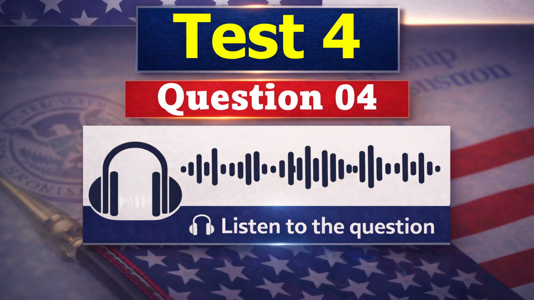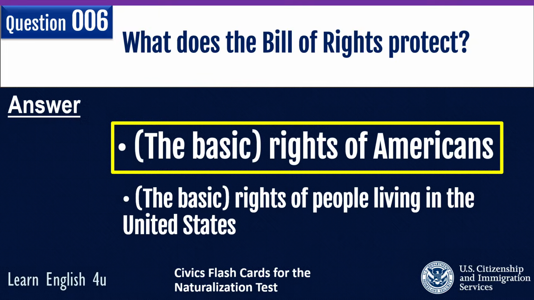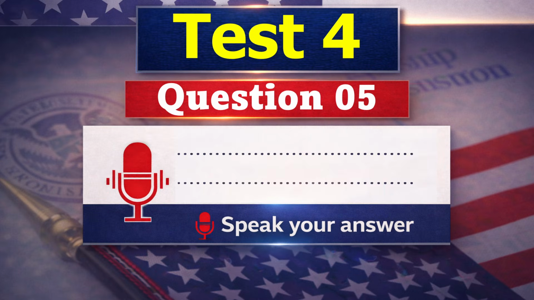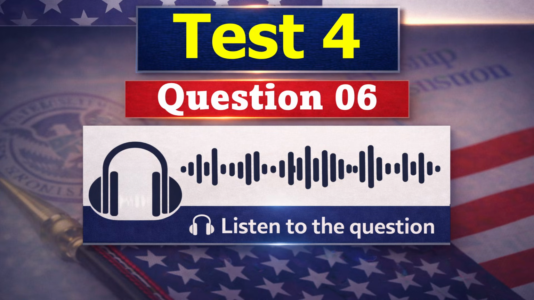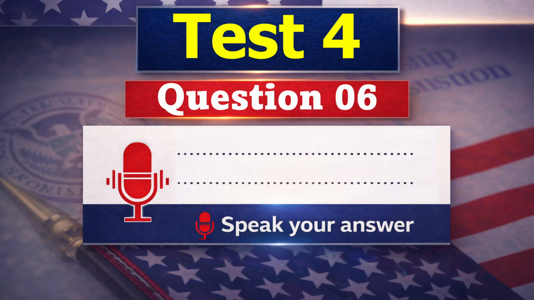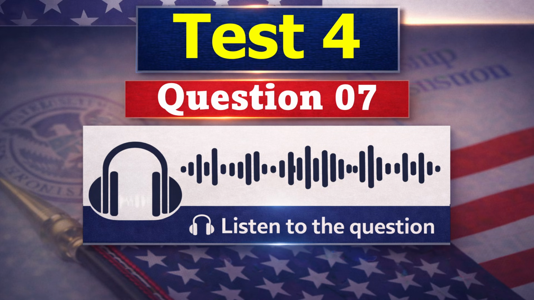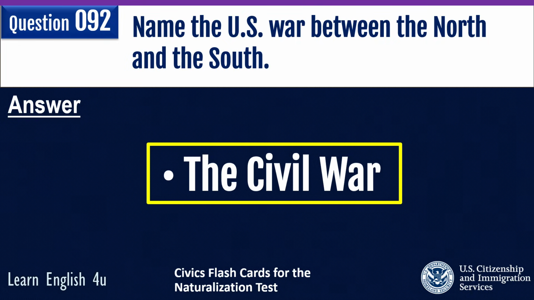What does the Bill of Rights protect? The basic rights of Americans. When did all women get the right to vote? After World War I. Who vetoes bills? The President. Name the U.S. war between the North and the South. The Civil War.